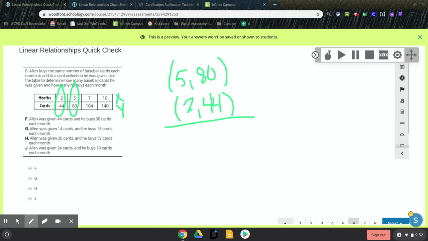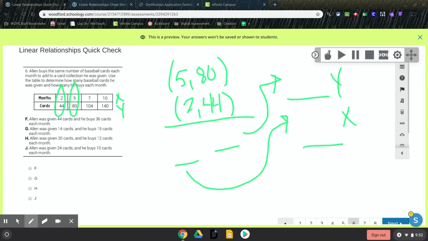Stack and subtract. The number you get here goes on top because it's your Y. And the number you get here goes on the bottom because it's your X. Okay? And that'll be your fraction. And that's how you can find your rate of change or your slope.